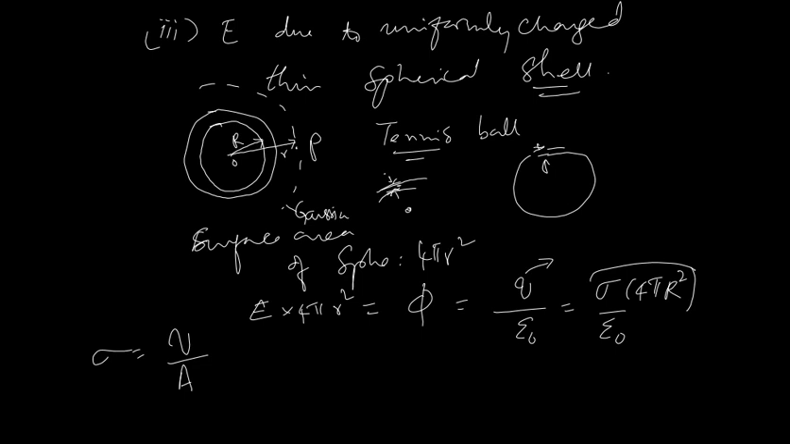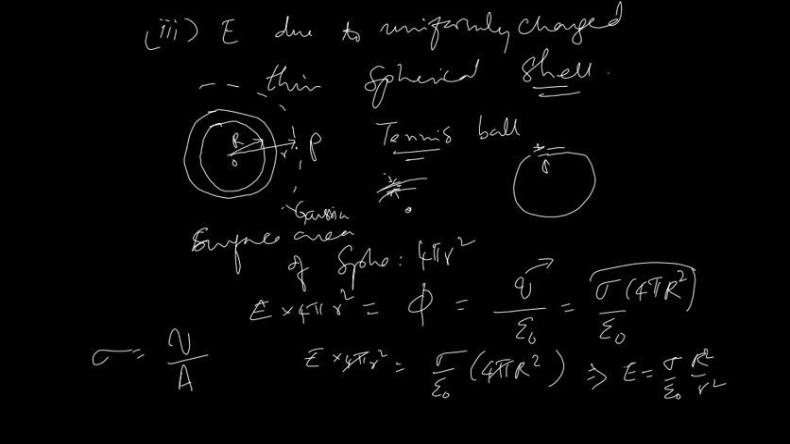Therefore, E into 4 pi r square equals sigma by epsilon naught into 4 pi capital R square. So this 4 pi gets cancelled, and what we have is E equal to sigma R square by small r square by epsilon naught.